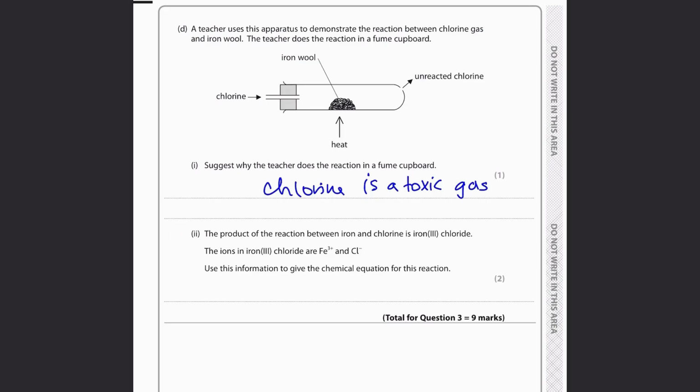Part 2, the product of the reaction between iron and chlorine is iron chloride. The ions in iron chloride are Fe3+ and Cl-. Use this information to give the chemical equation for this reaction. Okay, whenever you write reactions, don't be afraid, because it really helps you. So get comfortable and always try to write more chemical equations. Try to predict what will happen, what products are produced. And in fact, this one's easy.